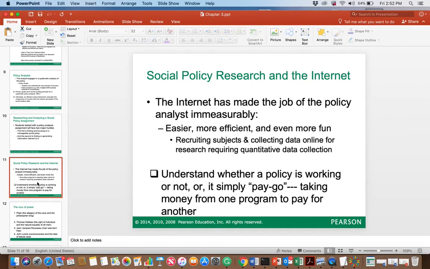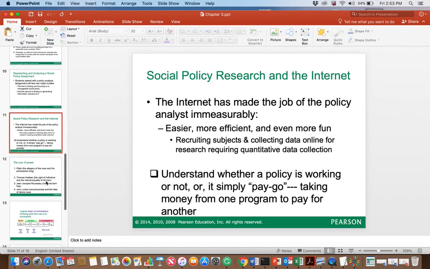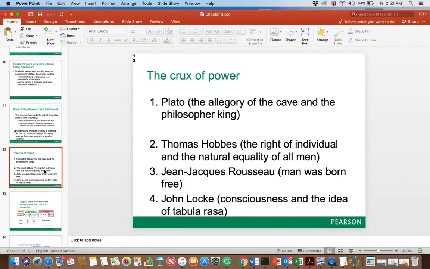I think there's another recall question which is asking you, what do we mean by pay-go? The pay-go in your book refers to taking money from one program to pay another program. For example, if you're taking money from, let's say, food stamps, and you are paying, for example, Social Security, I'm just giving an example, that's a pay-go program. So you understand what that means.